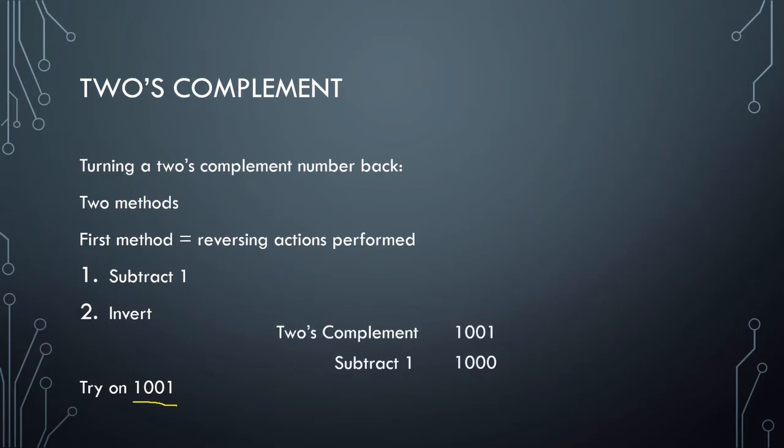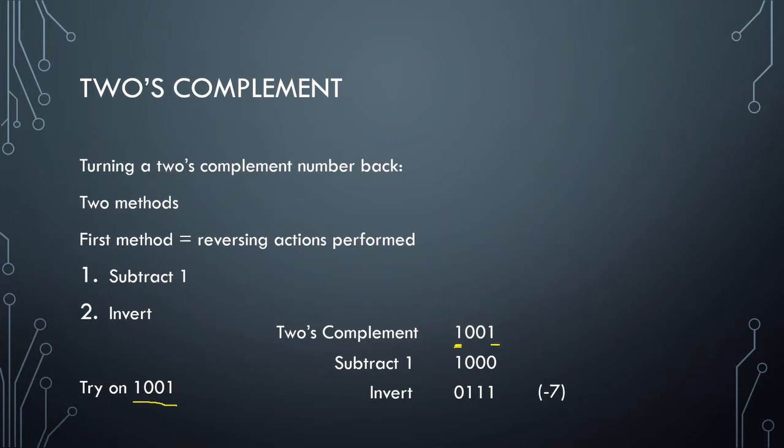So the first thing we're going to do is subtract 1. This 1 drops off here. We just have 1000. And then we invert. We flip everything. And this is going to be the binary version of this number. And this is just a -7. So how do we know that it's -7? We look at the most significant bit, right? This should signify that this is going to be a negative number.